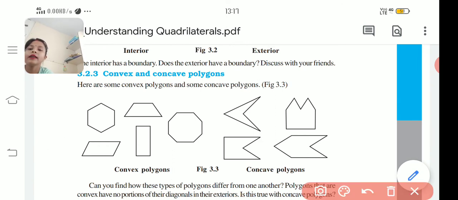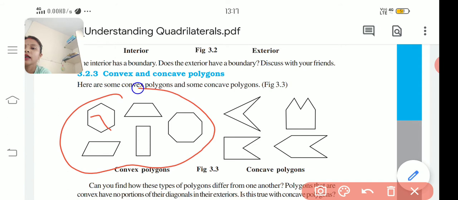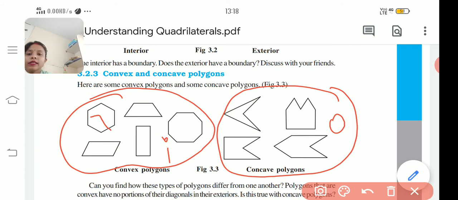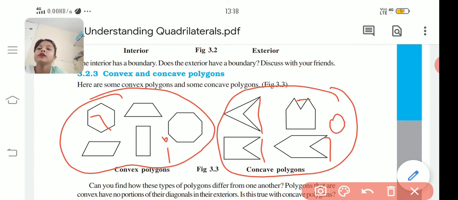Okay. Here you can see that we can make the diagonal inside in all these figures. But in this figure, diagonals will be outside, and here the diagonal will be inside. Here you can see that we can draw the diagonal outside. This diagonal is outside. This diagonal is outside. This diagonal is outside. So in the convex polygon the diagonal will be inside, and in the concave polygon the diagonal will be outside.